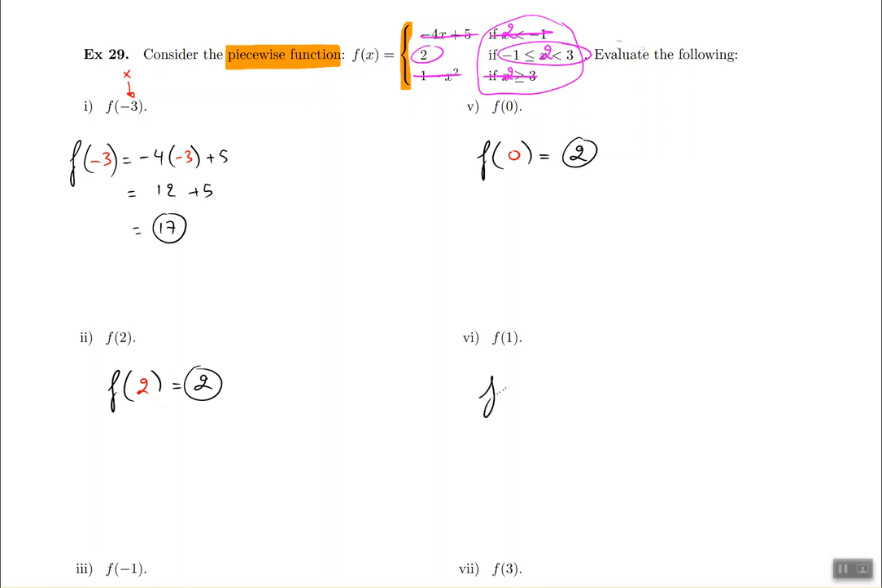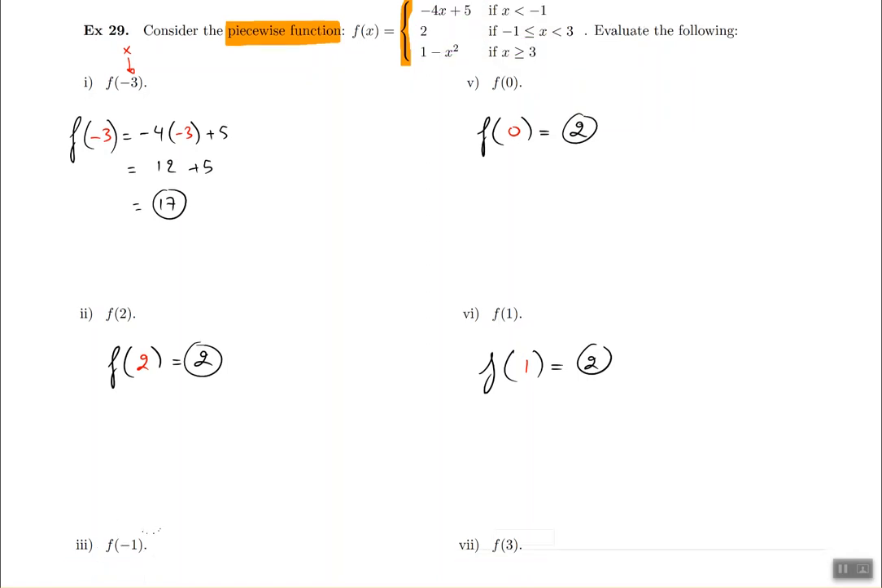Okay, what about f of 1? You may have already guessed that 1 is also going to work on the second condition, which means we use the second equation, so the output is still 2. So these 3 that we just finished are all going to have the same output. That's okay, functions can do that.